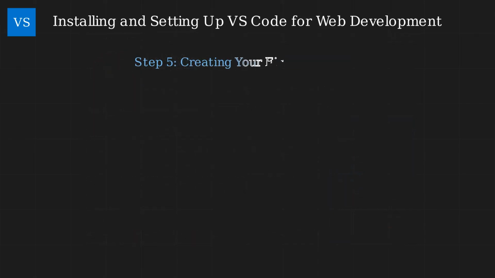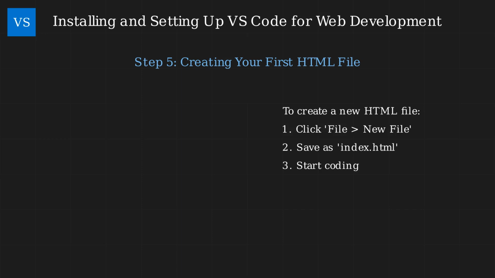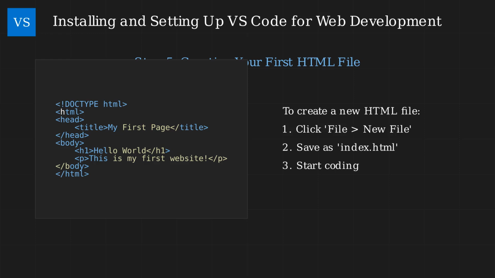Let's create your first HTML file. Click File, then New File, and save it as index.html. This will trigger VS Code to activate HTML language features automatically. You can now start writing your HTML code. A basic HTML structure includes the doctype declaration, HTML, head, and body tags. Within the body, you can add headings, paragraphs, and other content.